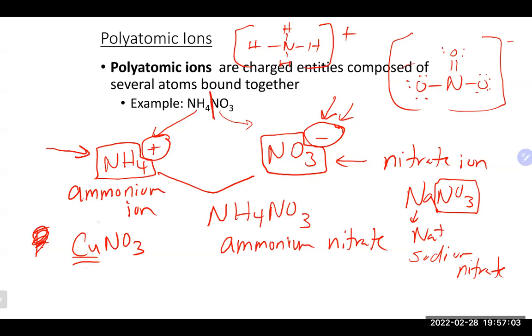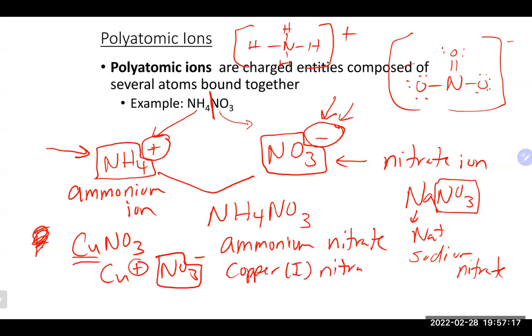It has to have a +1 charge to balance out the nitrate charge of -1. So this would be called copper, just like we did with type 2, Roman numeral I, whole name of the polyatomic ion, which would be nitrate.